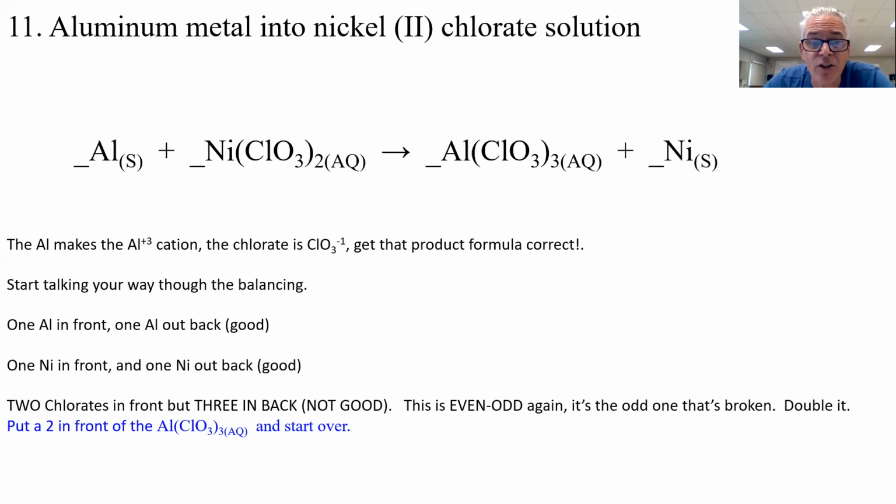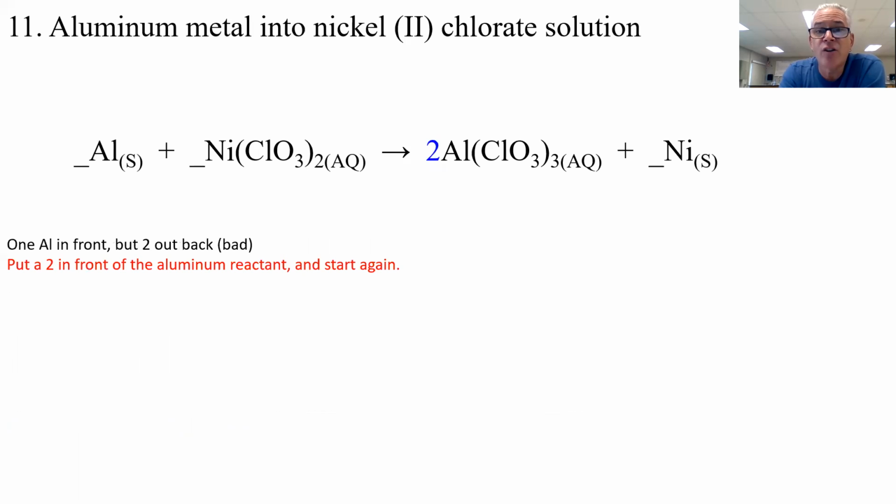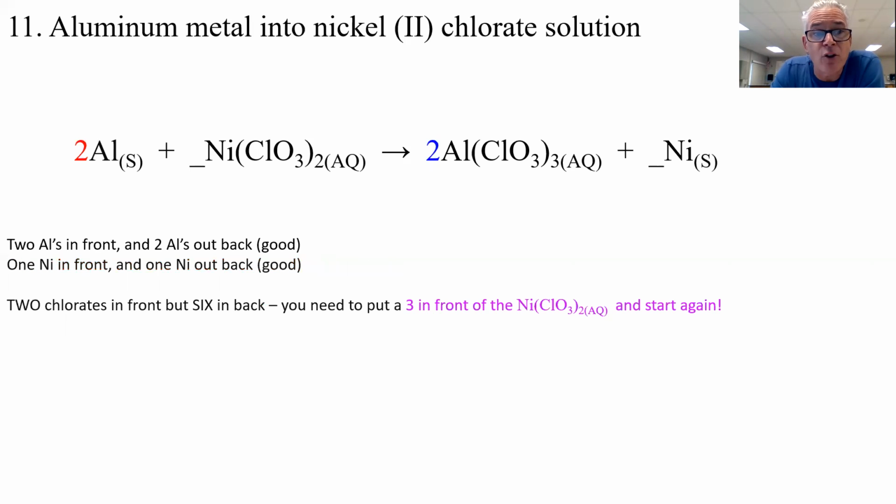So the first thing we have to do is put a 2 in front of the aluminum chlorate. See that blue 2 there? Now I have to start all over again. I have 1 aluminum in the front, but I have 2 aluminums in the back. That's not good. So how do I fix that? I have to put a 2 in front of the aluminum on the reactant side, and then I have to start again. Now I'm going to talk my way through this again. There's 2 aluminums in the front. There's 2 aluminums in the back. Good. There's 1 nickel in the front. There's 1 nickel in the back.